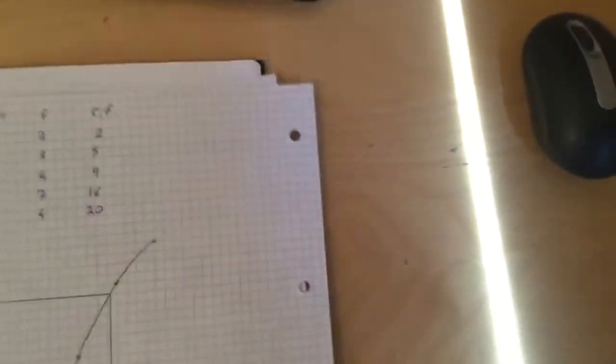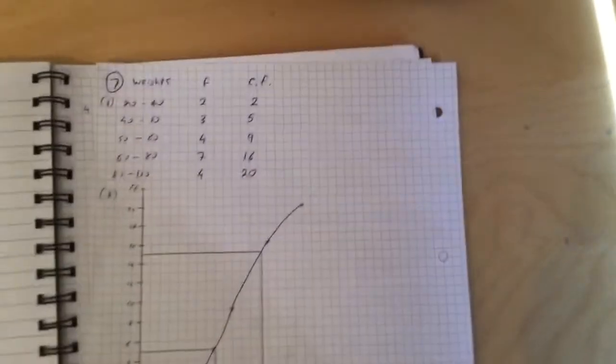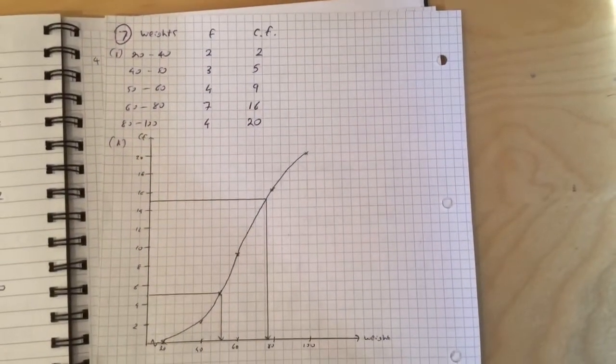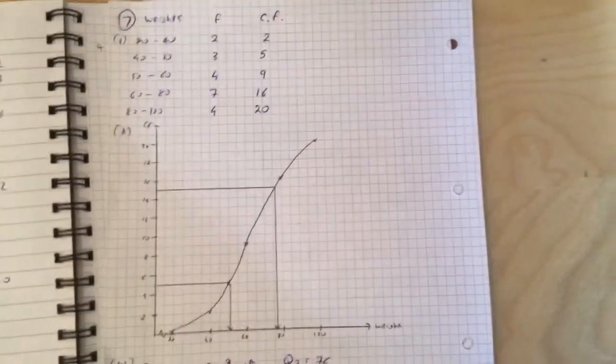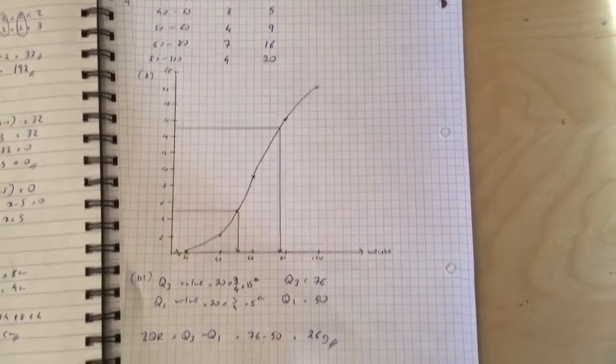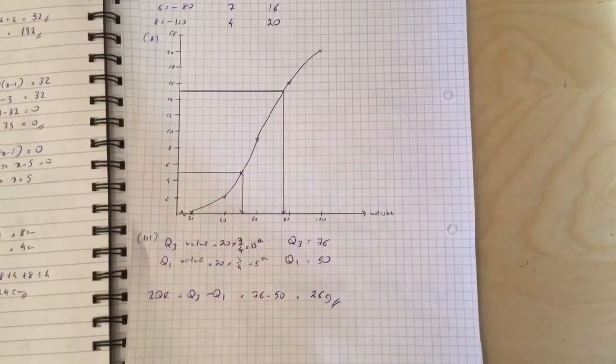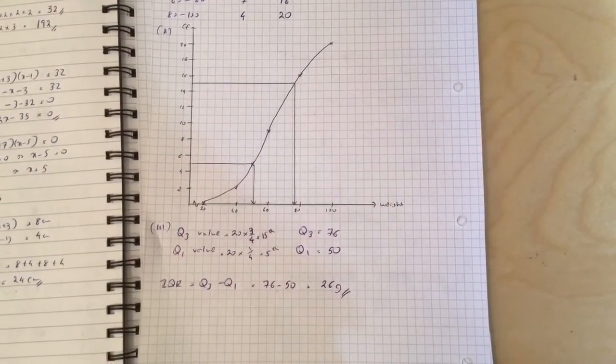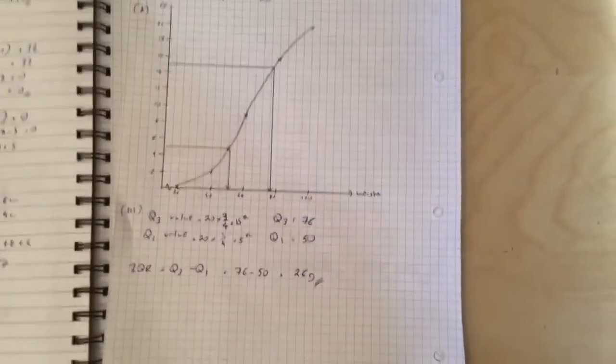Question 7, I have done it on a separate piece of paper. Let me just show you that. So here we go. So the cumulative frequency curve, and then you find the upper quartile, which is Q3, lower quartile, which is Q1, and then you find the difference for the interquartile range.